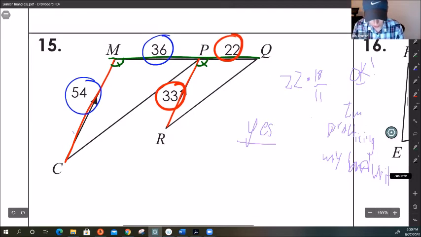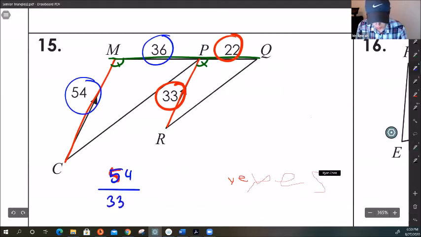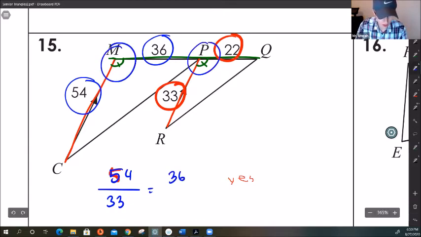Okay, so 54 to 33, so you're gonna write down your proportions. 54, the longer side, to 33 on the other side, like on the longer side on the smaller triangle, and the smaller one given to me around that included angle, right? We call this included angle, 36 over 22, and they're both equal to what? 18 over 11, right? They're both equal to 18 over 11.